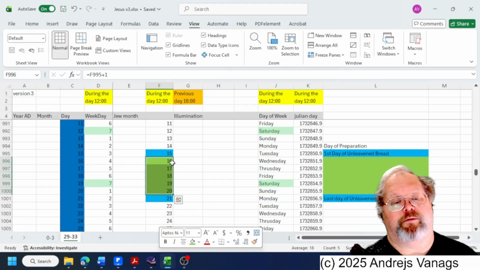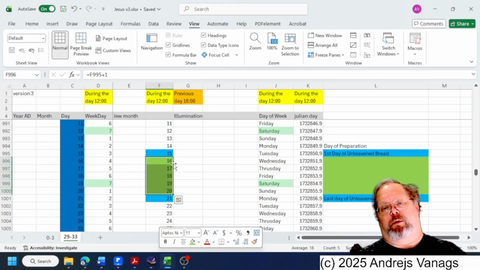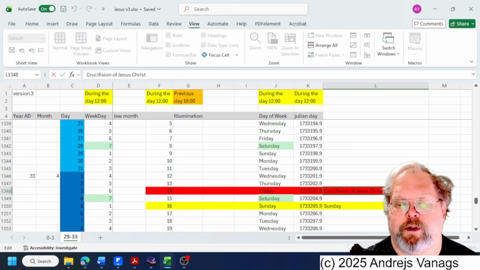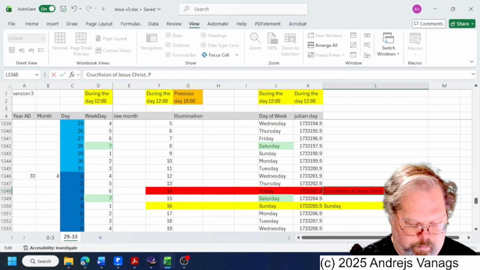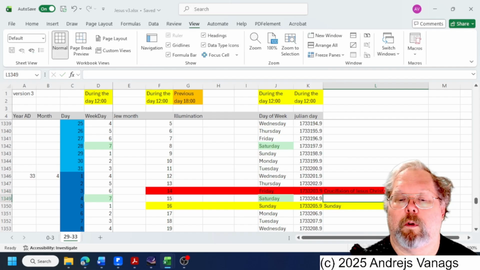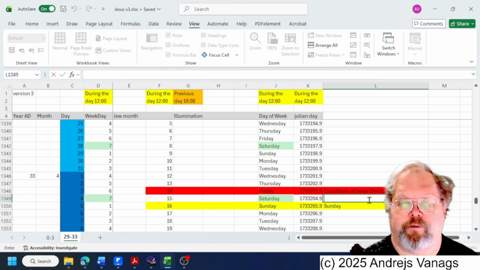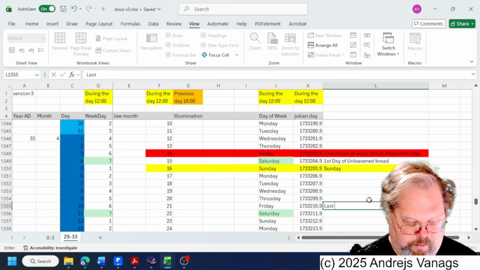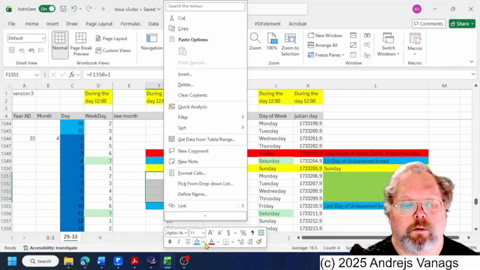Now notice, even though it's a feast, you still have to work. It was just that every day you would eat. There were some dietary restrictions. You couldn't eat normal bread. You had to eat unleavened bread. So Jesus Christ died on the preparation day. This was the first day of unleavened bread, and the 21st, the last day of it.